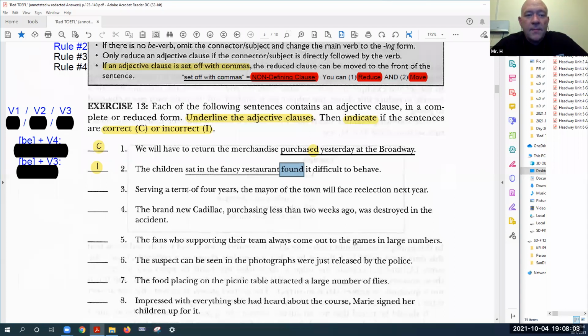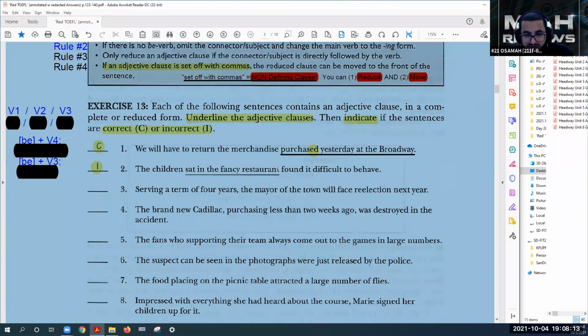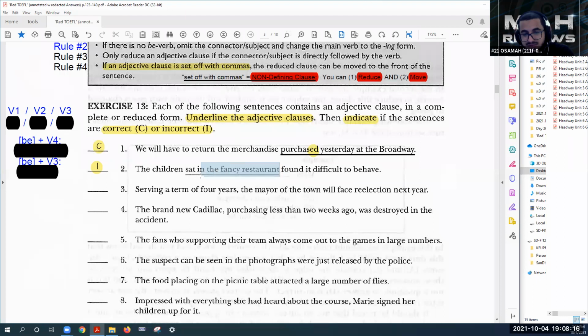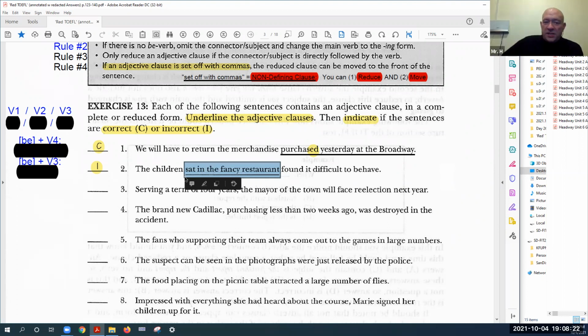Osama? The children sat in the fancy restaurant, which was found. What? Well, which found it difficult to behave. Here, who sat? This information, what does it describe? This information describes the children. I think I heard somebody say the right answer. The children who sat. Yes, Al-Shamari. The children who sat in the fancy restaurant. That is the full clause.